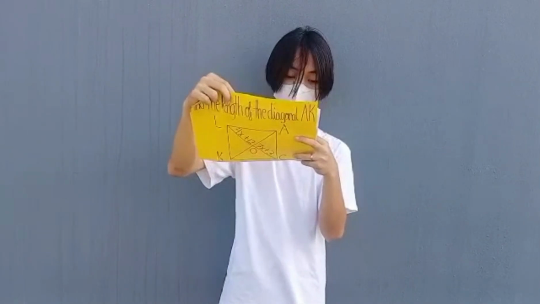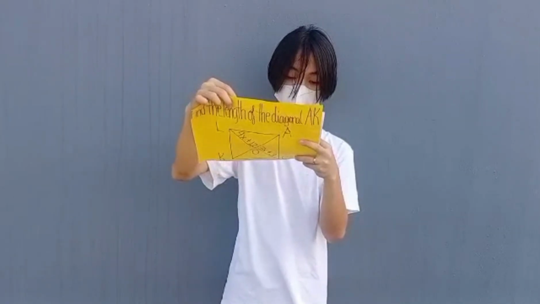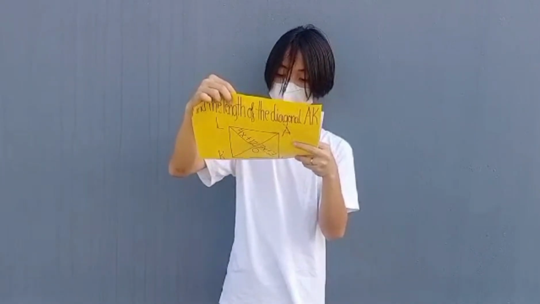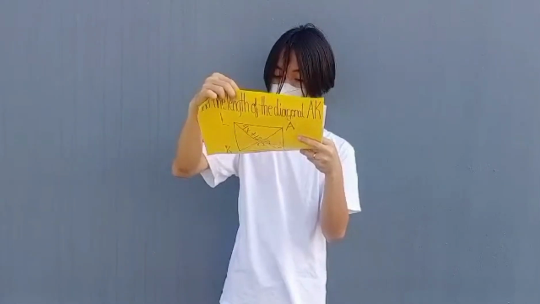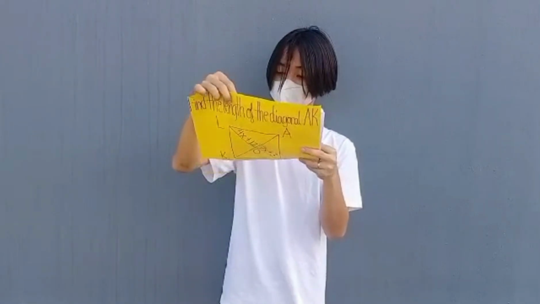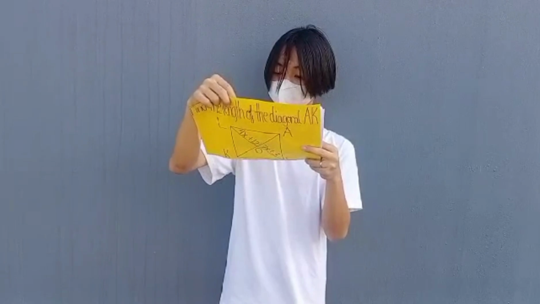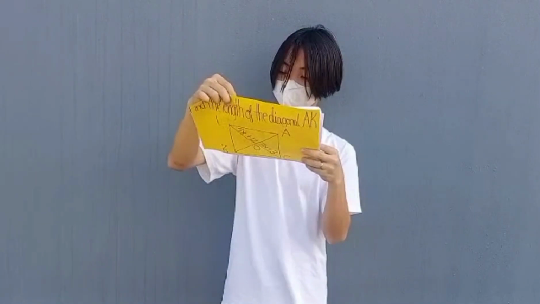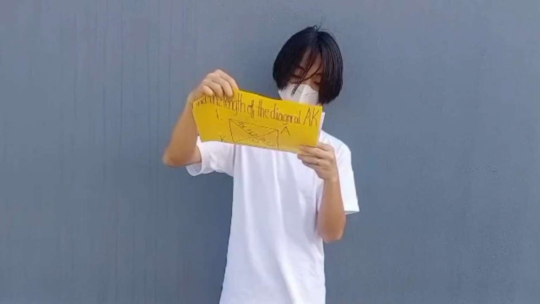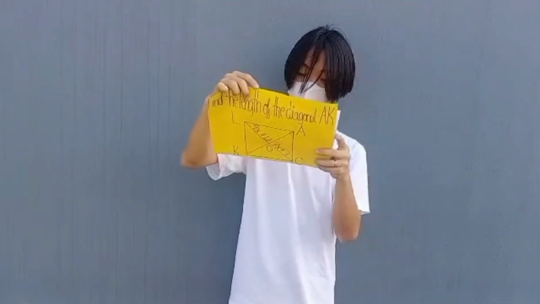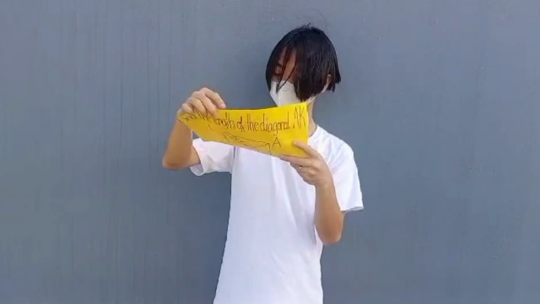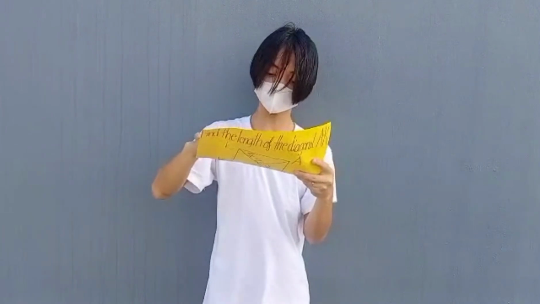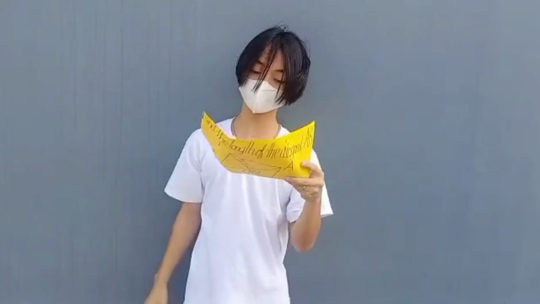The value of LC is 48. Since the diagonals of a rectangle are congruent, LC is congruent to AK. So the value of AK is also 48.